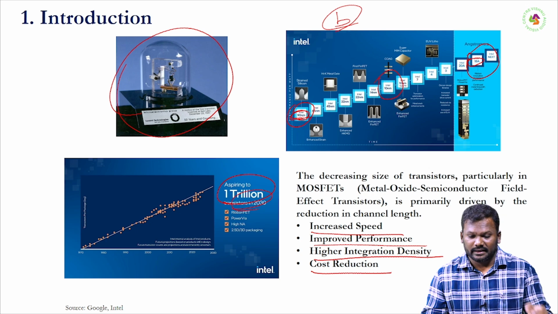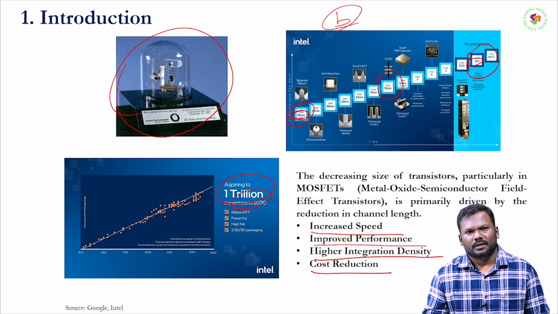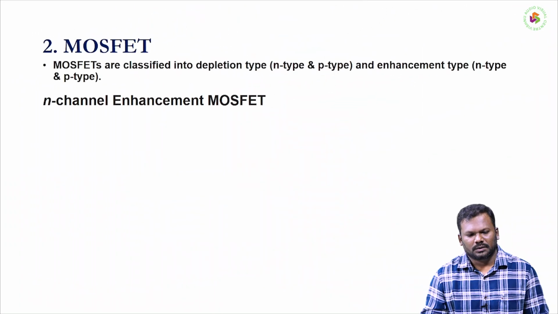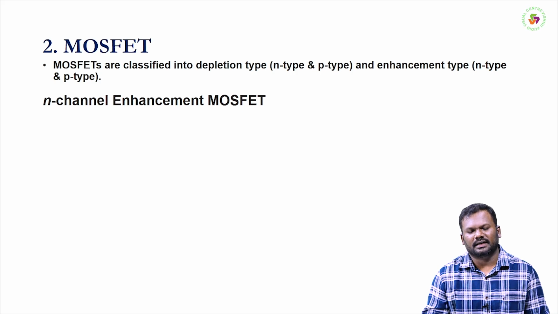So the main reason, you already know, is how the transistor size decreases and we can incorporate more transistors in a chip. Next we will see the structure of the MOSFET. So basically you have studied already the transistors, BJT and MOSFET.